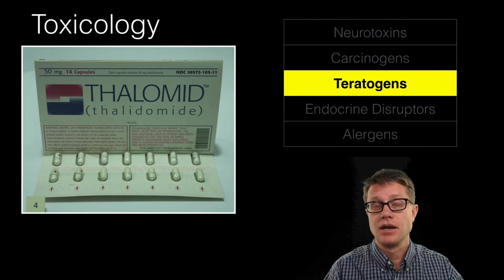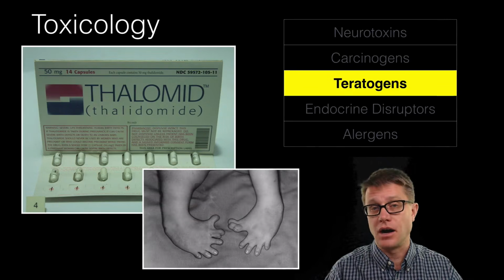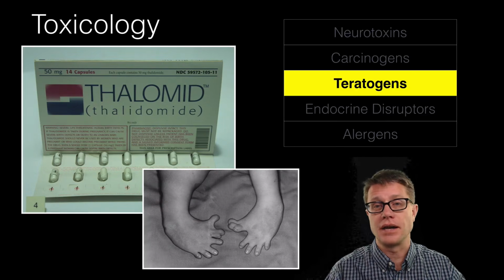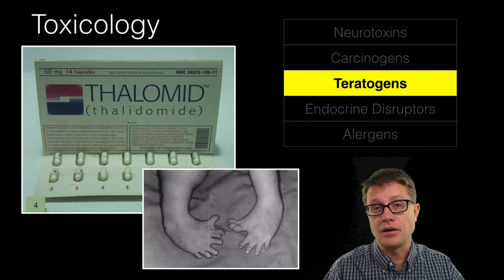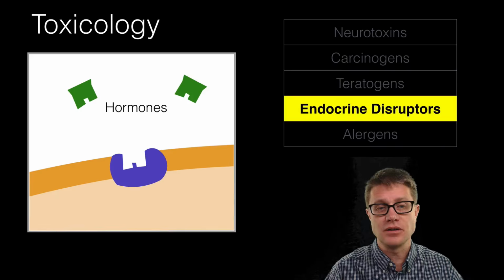It was given to women, and what it does is it decreases morning sickness, but what you got were these awful birth defects since it's a teratogen. Another example of that could be alcohol. Causes fetal alcohol syndrome.